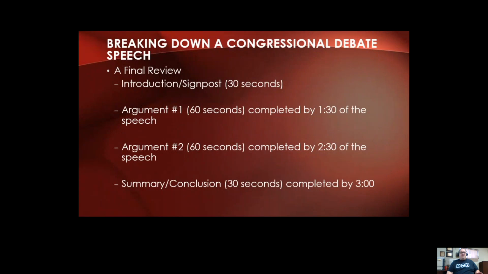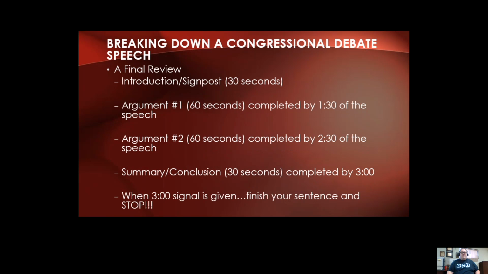So, in review, basically, the parts of a speech go like this. Your introduction and signpost are 30 seconds. Argument number one is 60 seconds. So that means it's completed by a minute and 30 seconds into the speech. Argument number two is 60 seconds, and that should be completed by 2:30 into the speech. And the summary and conclusion is 30 seconds, and that means that it should be completed by the 3-minute point.